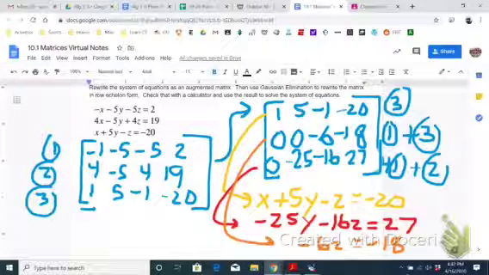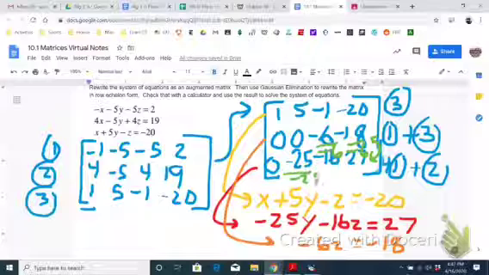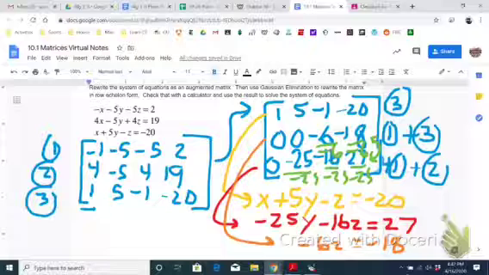Now this isn't in row echelon form because we don't have that diagonal of 1s. But if you just switch these two rows, divide everything here by -6 and divide everything here by -25, then it would be in row echelon form. Once you get those zeros to the left of the diagonals, you could put it into matrix form and then just do back substitution to solve.